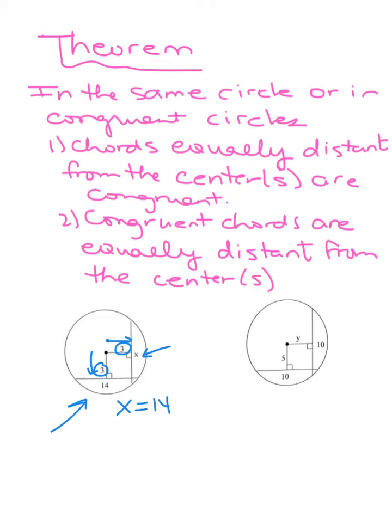In our other diagram, we have two congruent chords. This chord is 10, this chord is 10, which means that they are equally distant from the center. So since this has a value from the center to that chord of 5, we also know the same is true. From the center to the chord is also 5, so y has a value of 5.